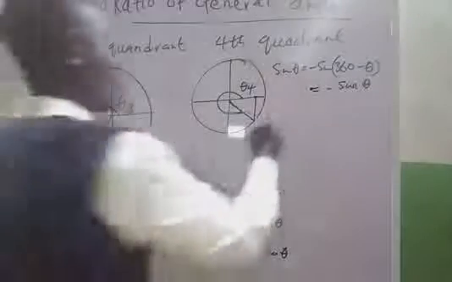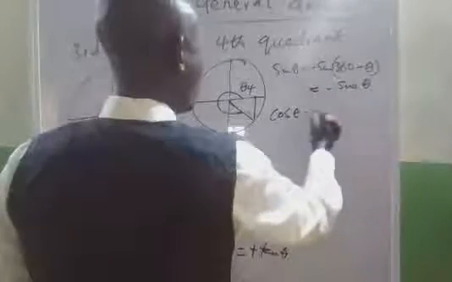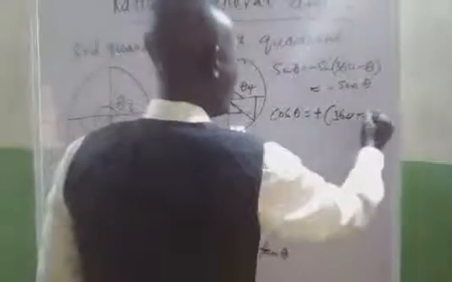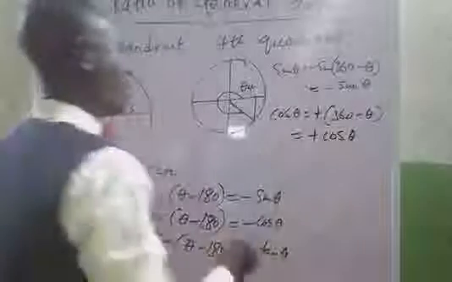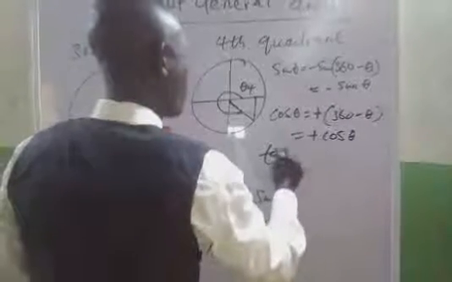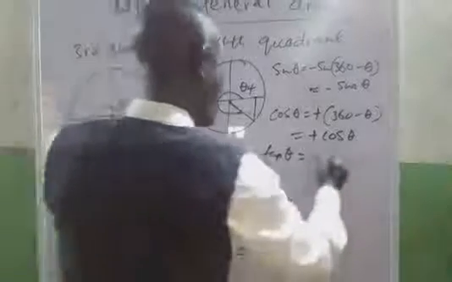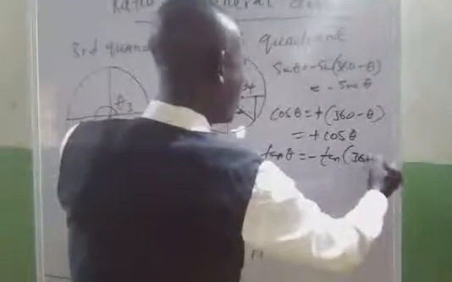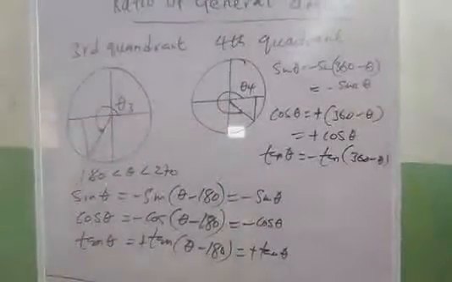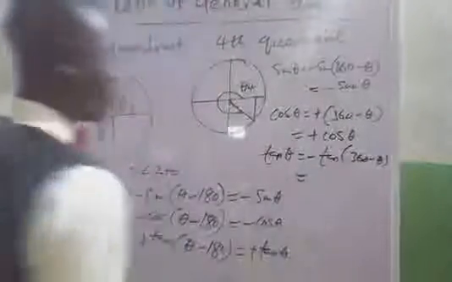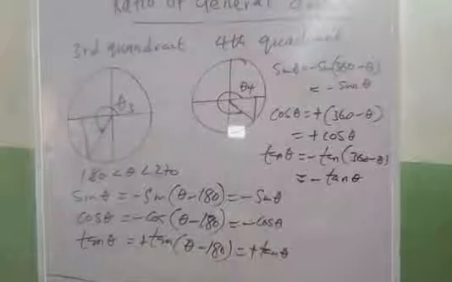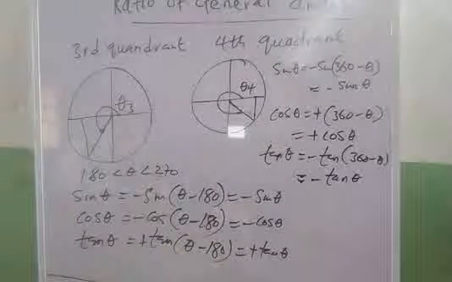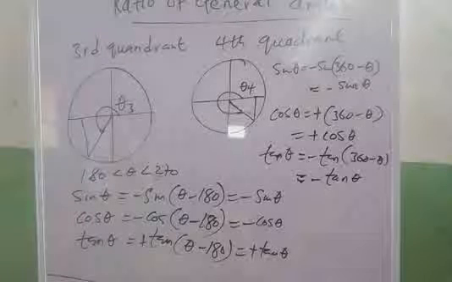Also we have cos theta here is plus. Cos theta is plus in the fourth quadrant. That is cos 360 minus theta, and that will be equal to plus cos theta. Then finally we have tan theta. Tan theta here is minus tan 360 minus theta, and that will give us minus tan theta. So what we do here is to solve using the acute angle value.